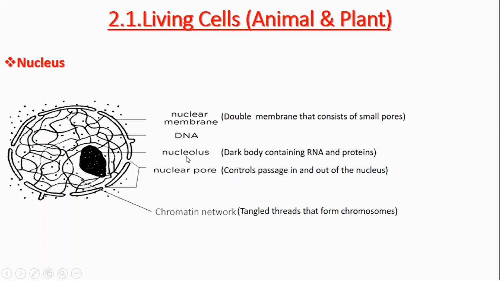And then we also have a nucleolus. The nucleolus, you can think of it as the nucleus of the nucleus, although it has a different function because it just contains RNA and proteins. So it's just the storage for RNA and proteins. And then there's the chromatin network. The chromatin network are tangled threads that form chromosomes.